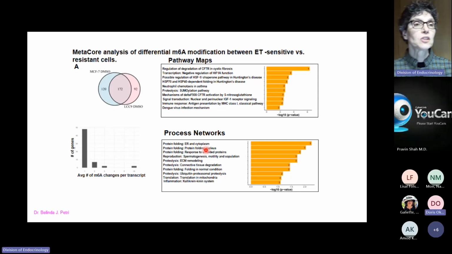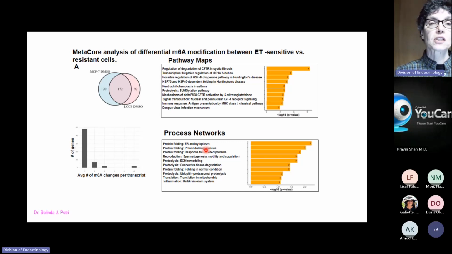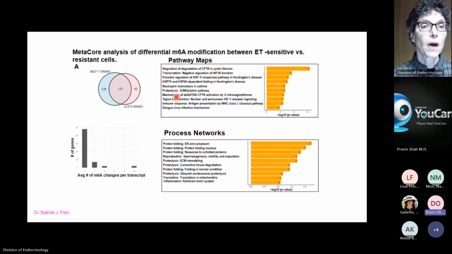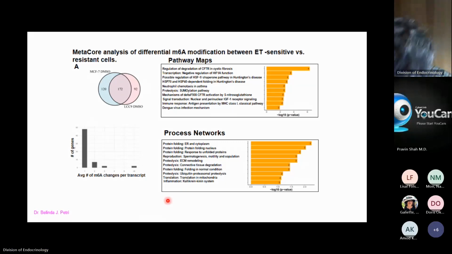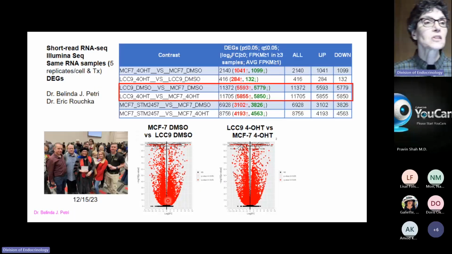And then she did MetaCore analysis of differential M6A modification between MCF7 versus LCC9 cells, and looked at protein pathways in MetaCore and process networks. And you can see some differences there, for example, protein folding. And I'm just going to kind of bust through this.